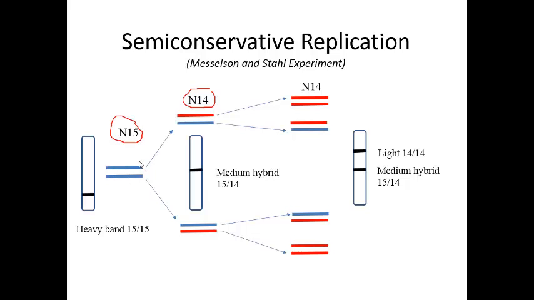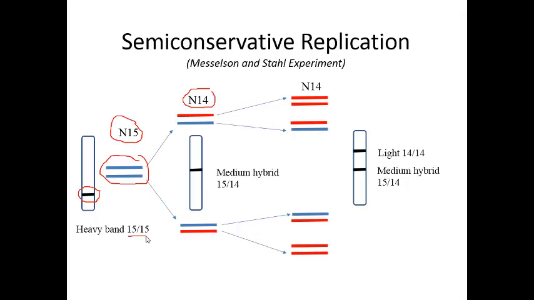So here you see one molecule of DNA, and you can see that both parental strands contain heavy nitrogen-15, shown in blue. Meselson and Stahl placed this DNA in a centrifuge, and you can see that you get one heavy band that is down low on the tube because it contains all heavy nitrogen-15.